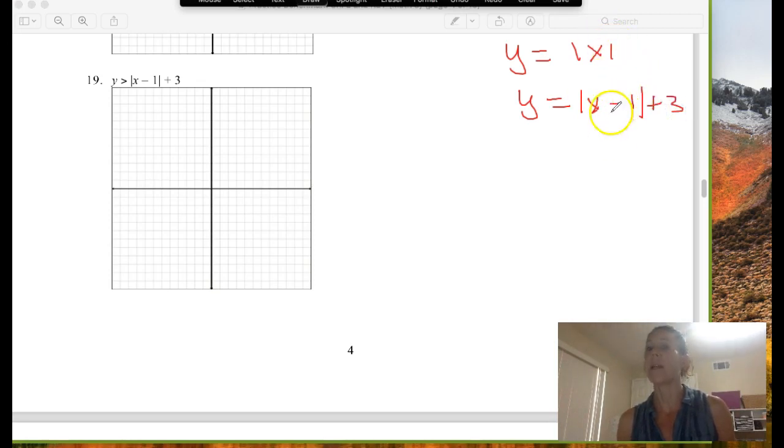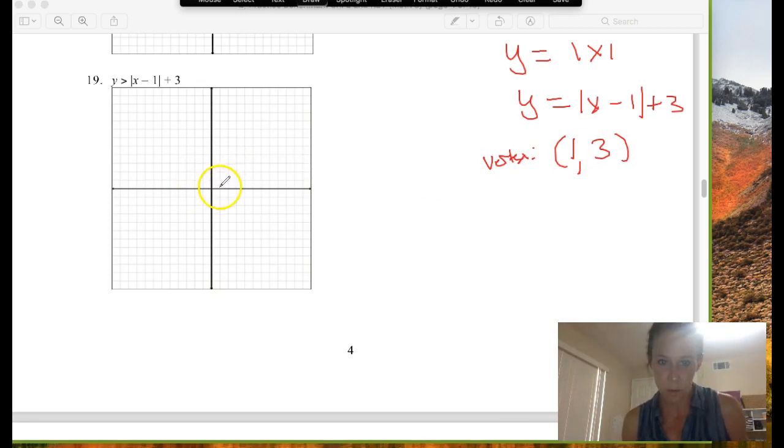I'm moving it, remember, inside is the opposite direction, so I'm moving it to the right 1, and then I'm moving it up 3. So my new vertex is going to be 1, 3. So instead of here at 0, 0, I'm going to move over 1, up 1, 2, 3. So I shift the graph that way.